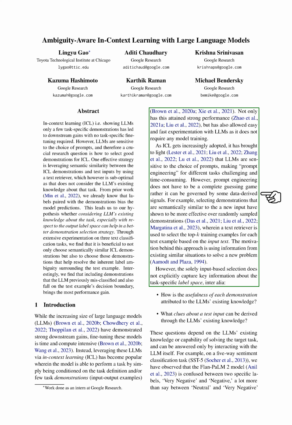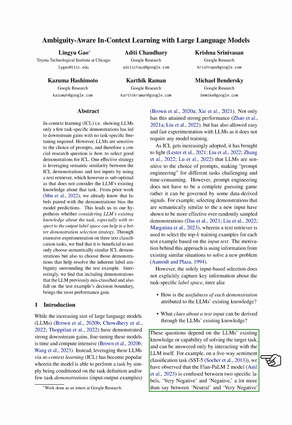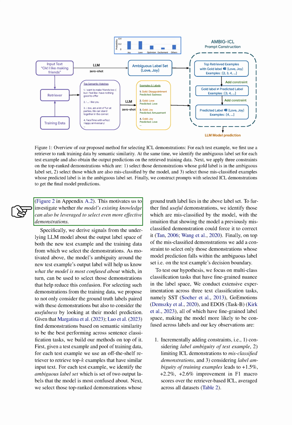But there's more to it than just choosing the right examples. We also need to consider how useful each example is to the LLM's existing knowledge and what clues about a test input can be derived from that knowledge. These questions can only be answered by interacting with the LLM itself. For instance, in a sentiment classification task, we noticed that one model often confused the labels very negative and negative. This observation led us to investigate whether we could use the model's existing knowledge to select more effective examples.